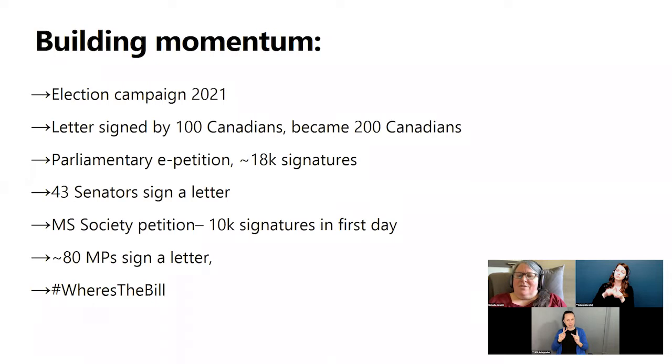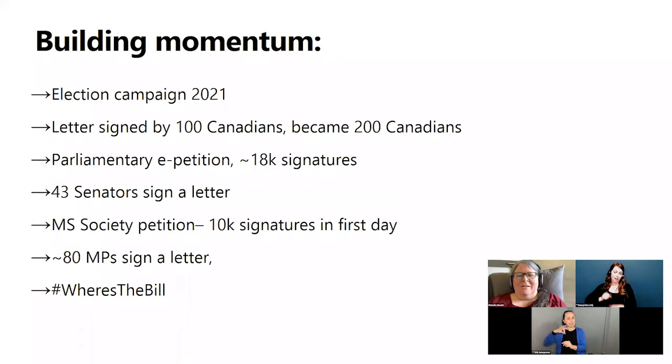People were reaching out because they wanted to be part of something more. So we began a parliamentary e-petition sponsored by Green MP Mike Morris. It got almost 18,000 signatures, even though our timing was over the Christmas period, because we wanted it to be read in Parliament when the new session began, which Mike did on February the 10th. As that was happening, a letter was written and signed by 43 senators, all asking for the Canada Disability Benefit to be fast-tracked.